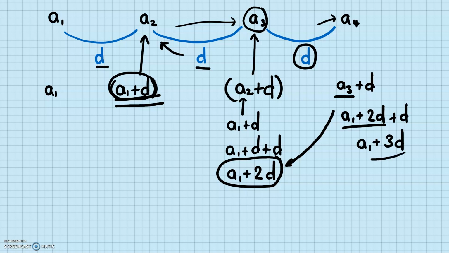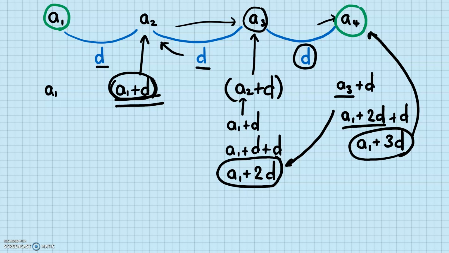And you can kind of see this visually here as well. To get to, this is our a sub 4. Now this looks a bit confusing, but if you look at a sub 1 here, and then a sub 4 here, to get to a sub 4 from a sub 1, we've added D 1, 2, 3 times, right? We've added D 3 times to get to a sub 4 here. So that is represented algebraically here. We do a sub 1 plus 3D to get a sub 4.